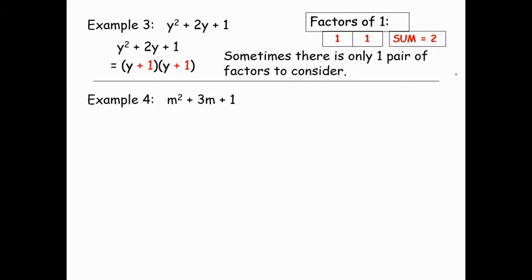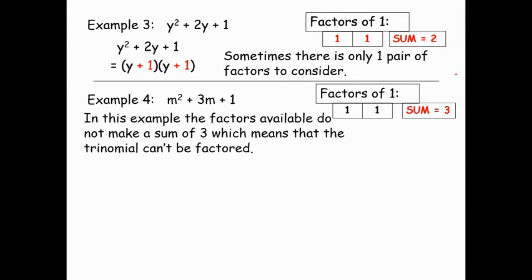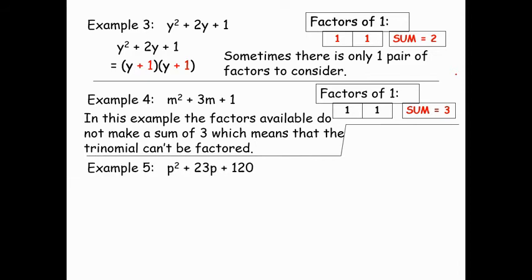What happens if we look at this example, m squared plus 3m plus 1? Well, again, all we have are the factors of 1, but 1 plus 1 does not equal 3. In this example, the factors available do not make the sum of 3, which means that the trinomial cannot be factored. And when that happens, we wind up using the quadratic formula. But we are not reviewing the quadratic formula.